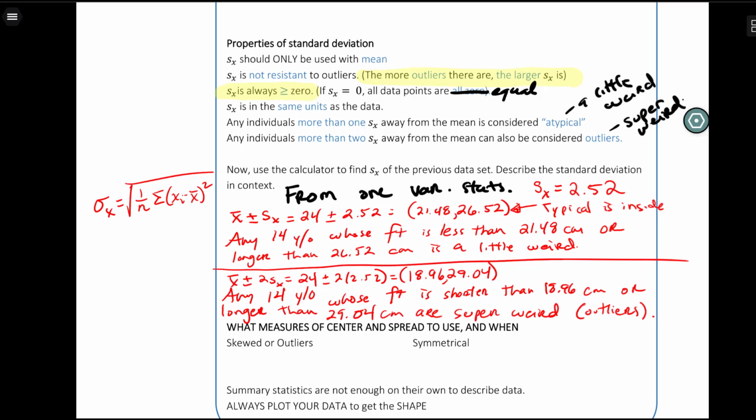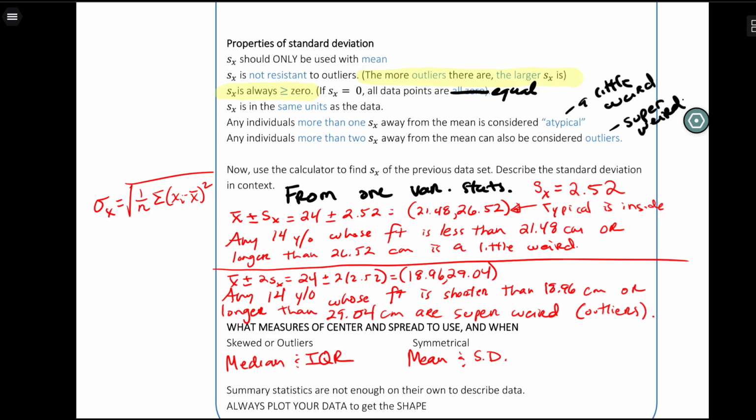All right, so let's go ahead and wrap up with the last little bits of reminders from last time. What measures of center and spread to use when: with skewed distributions and outliers, because we know the standard deviation is going to be influenced heavily by outliers, this is when you want to use your median and IQR. And then for any symmetrical distributions, that's when it's more appropriate to use mean and standard deviation.